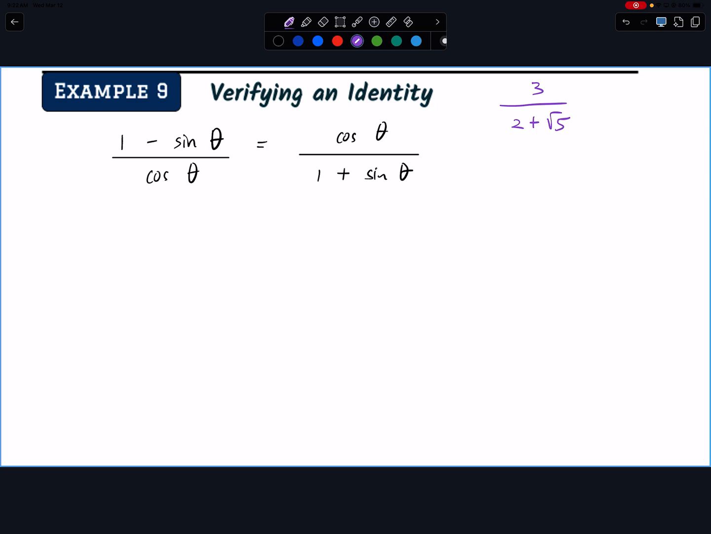These we can multiply by conjugates too. So the conjugate of this, do you guys agree to be 1 minus sine theta? I'm going to multiply top and bottom by that, because watch what happens. So my equal sign is going to go here. I'm going to multiply this by 1 minus sine theta.